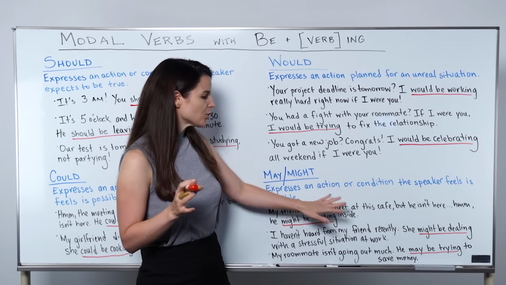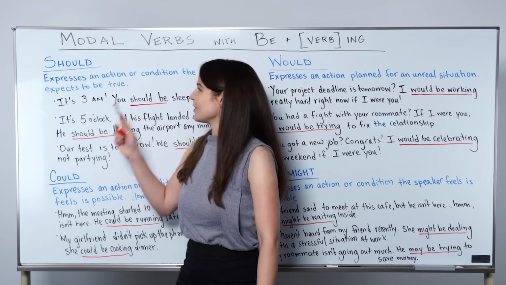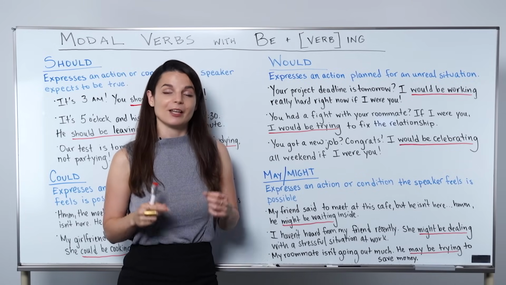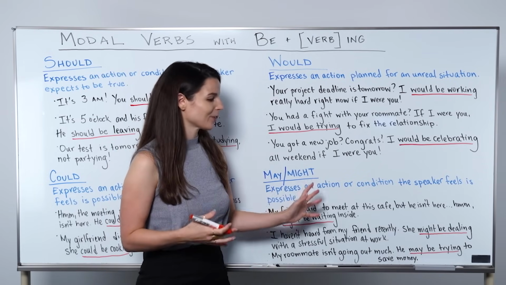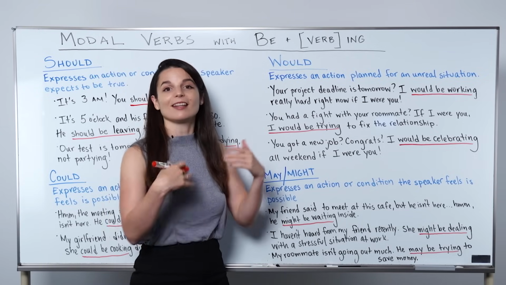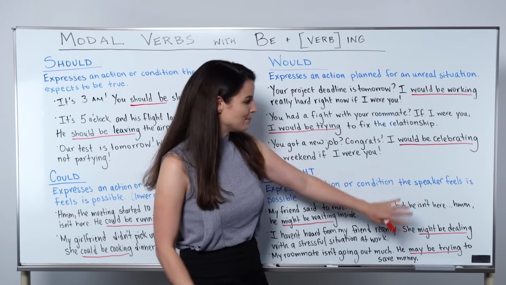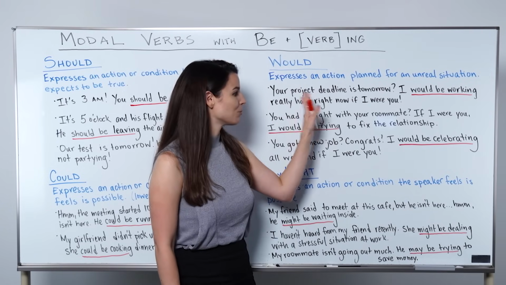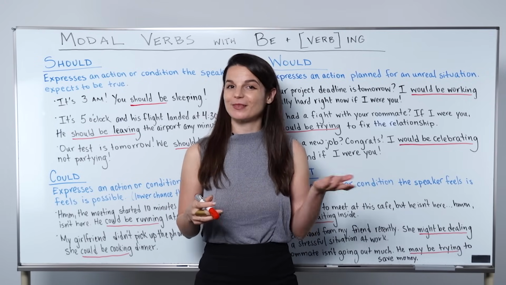Again, we cannot change these modal verbs out for would, for example, or maybe should or could without changing the feeling of the sentence slightly. So please keep in mind these different feelings that the different modal verbs create in our sentences. So this grammar pattern is very useful for making guesses about current situations, like with should, could, and may and might. And it's useful for imagining future situations with would. All right, so there are 4 modal verbs with the be verb ing pattern.